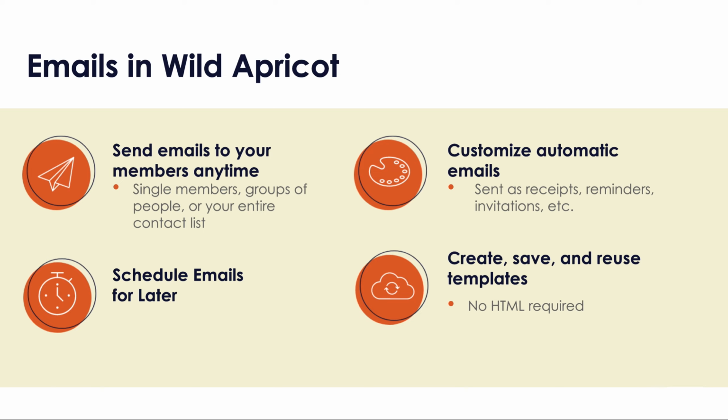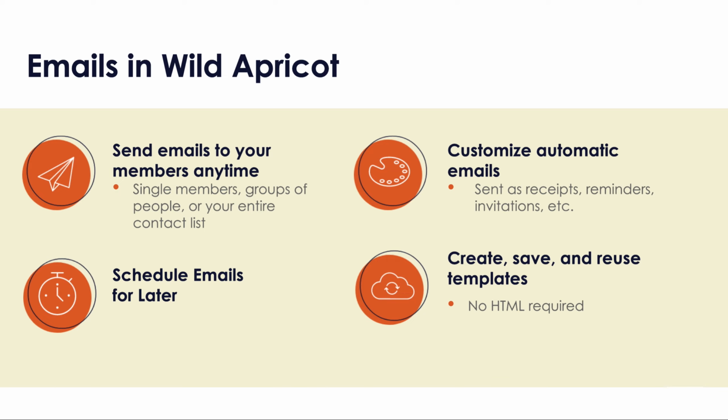In Wild Apricot, you have the ability to send an unlimited amount of email to your users. Many of these are probably going to be automatic emails. Things like membership renewal notices or invitations to events, maybe a donation campaign that you have coming up that you would send a newsletter for.